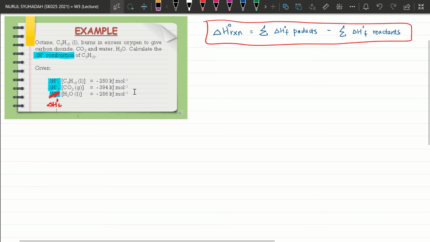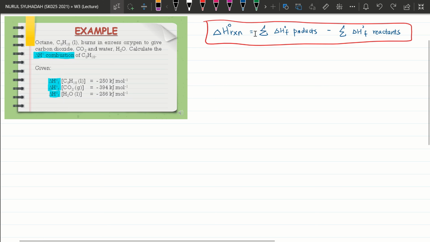Can you use this method, the third method? No. It can only be used if all the information given is delta H naught formation only. Since in this question we want delta H naught combustion and we are given the enthalpy of formation of all the substances over here, we can use this equation.